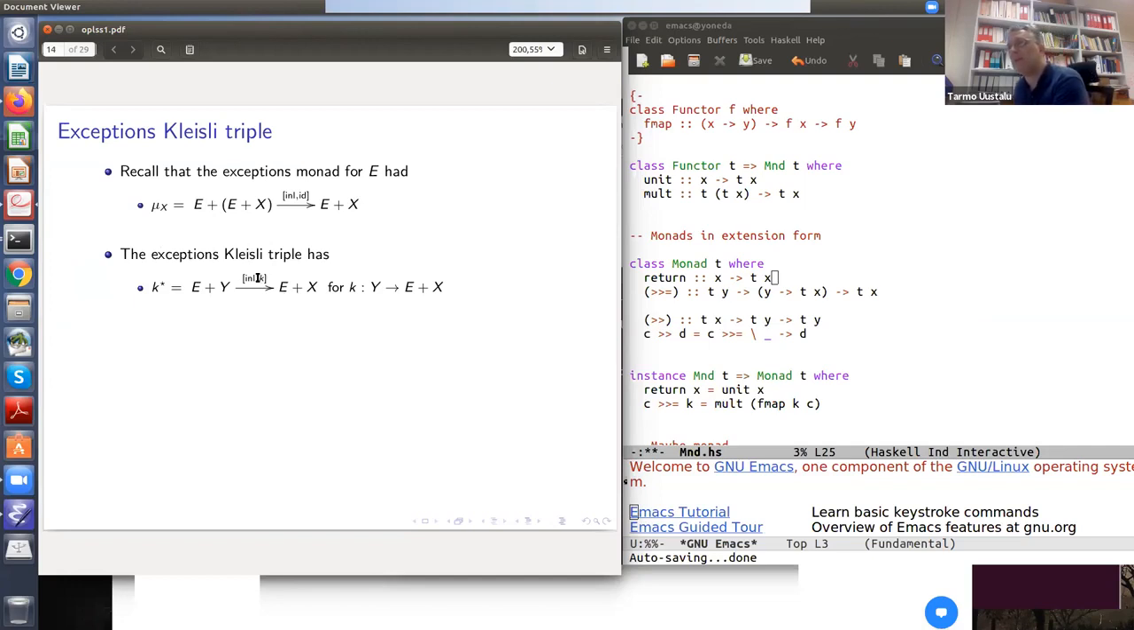In the case of this exceptions Kleisli triple, we still have the T X is E plus X, but now instead of defining mu, I say, how do I get, for any function from Y to E plus X, a function from E plus Y to E plus X? And what can I do? Well, this E plus Y here, E signifies an incoming exception already. And this means an exception was raised by my function. So then I just propagate the exception out, but that's kind of a value from X. In the other case, if the incoming computation is a normal value, then I can just apply the given thing, right?